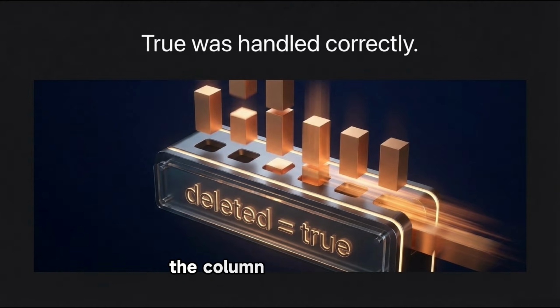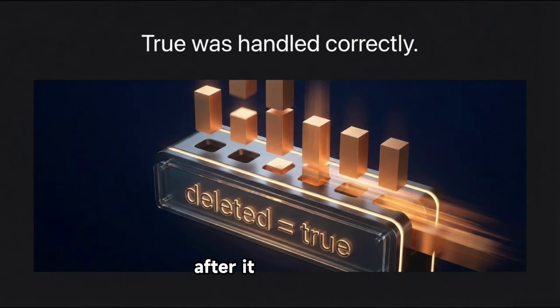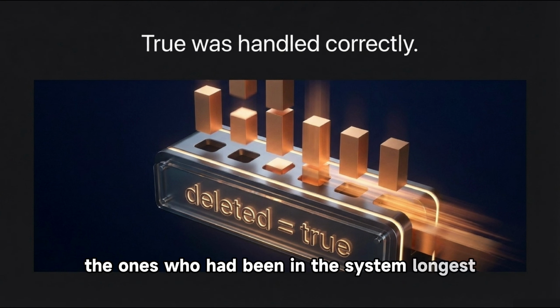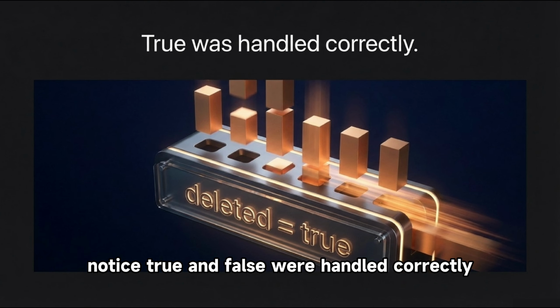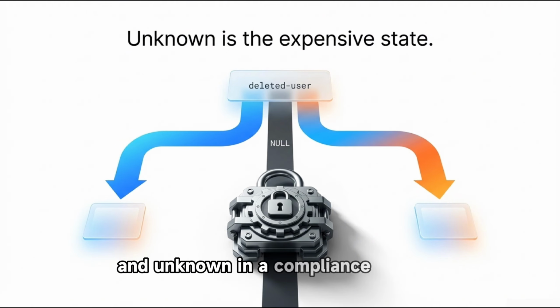The column called deleted that caused a GDPR compliance failure was set to true correctly for every user who requested deletion after it was created. It was never set to anything for the users who needed it most, the ones who had been in the system longest, who had the most data stored, and who had no value in a column that the nightly job was not written to notice. True and false were handled correctly. Unknown was not handled at all, and unknown, in a compliance context, is the most expensive state of all.